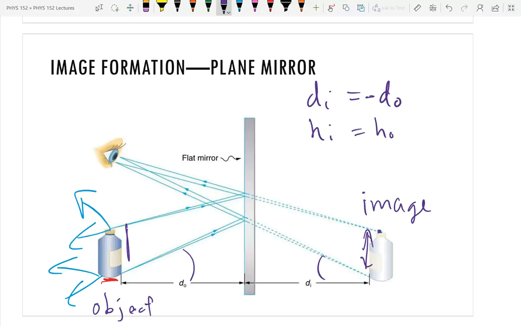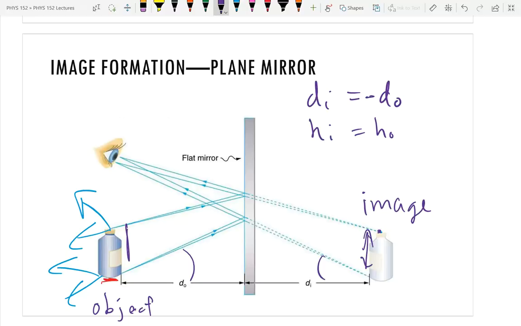So for a plane mirror, plane in this case does not mean normal and ordinary. That would be PLAIN. This is a PLANE mirror, which means it's a flat mirror. For the plane mirror, the image distance is minus the distance object. The height of the image is equal to the height of the object. Those are very simple. That's, of course, something we rarely deal with in physics class because it's so simple. There are some interesting things about plane mirrors.